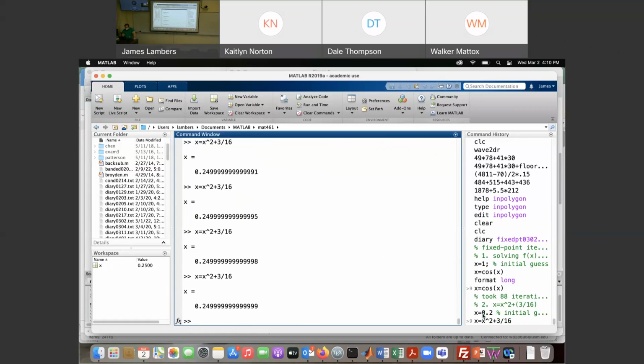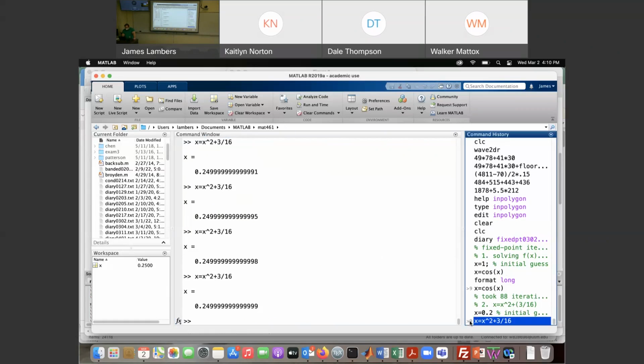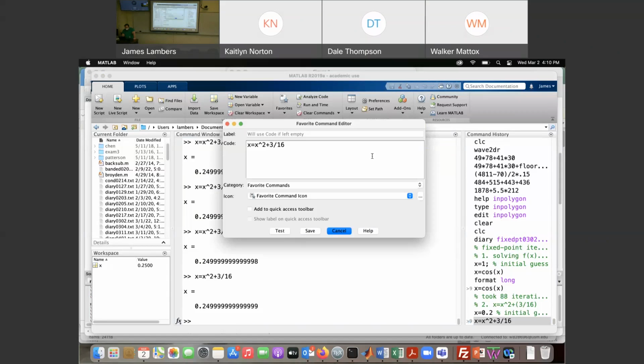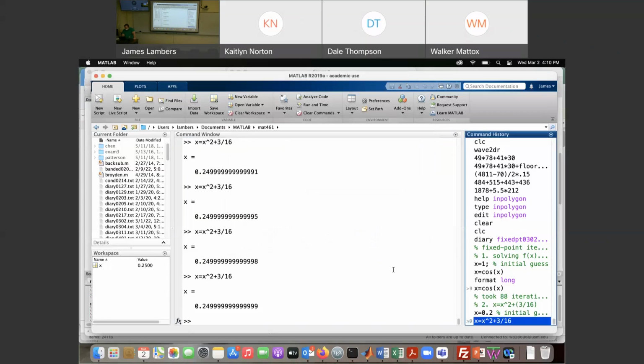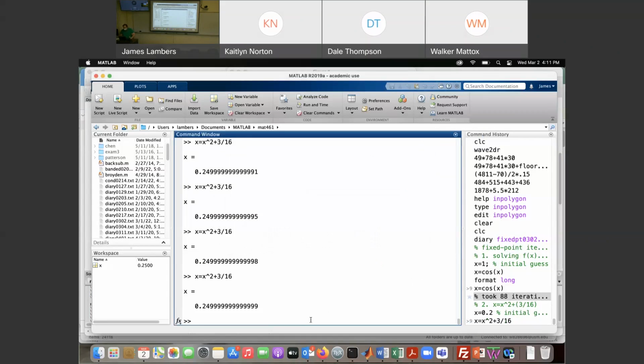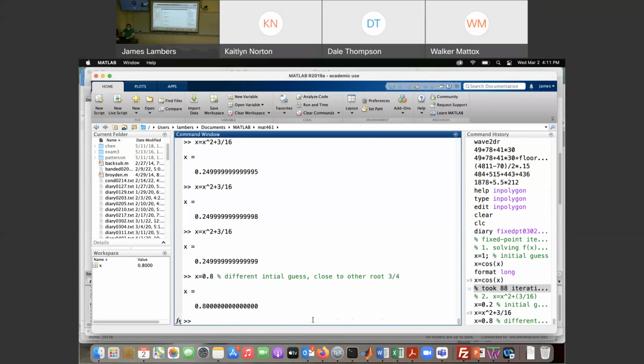Okay. Should tell me if I hover over this. Oh, it's not what it was. Not sure why it's not doing it this time. 45 times. Okay, better. So in that case it converged. But now it says it's 0.8. That's closer to the other root, which is 3/4.